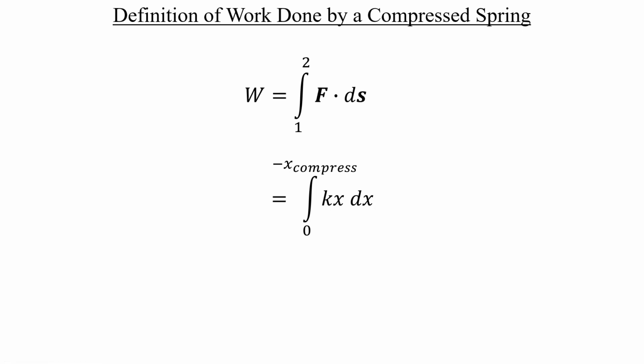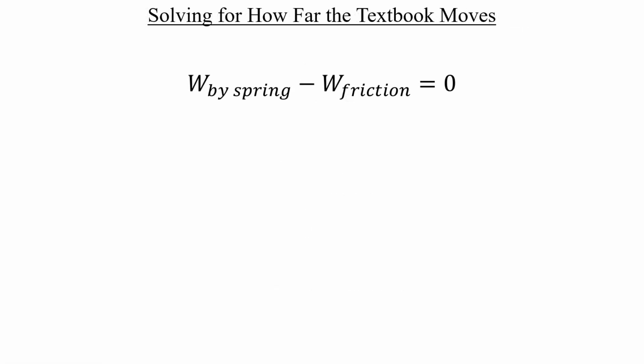Integrating this is really simple. It's just 1/2 kx squared. And when we evaluate at the endpoints, here's what we get. The negative sign of that compression distance melts away because we end up squaring that quantity. So overall, the work done by the spring as it's being compressed is positive. So we're good. Let's go back to our sum of works equal to 0 equation. I'll plug in our result for the work done by the spring as well as the work done by friction.